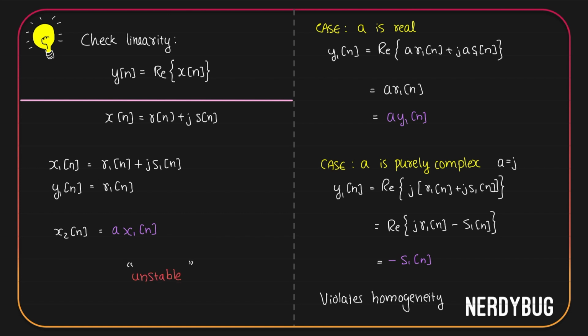Now, this is such a case where you actually have to remember that a can be a complex number as well. If you did not remember it, you will just write up to this and you will think, I got a y1 of n for ax1 of n, this has to be stable. But only if you remember a can be complex as well, that you understand that the system is actually unstable.